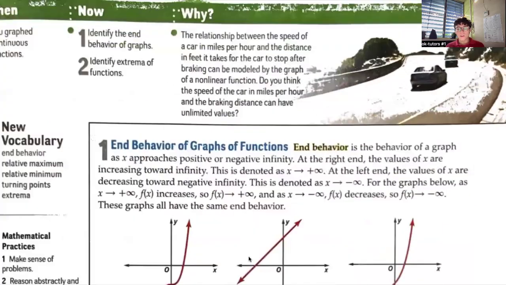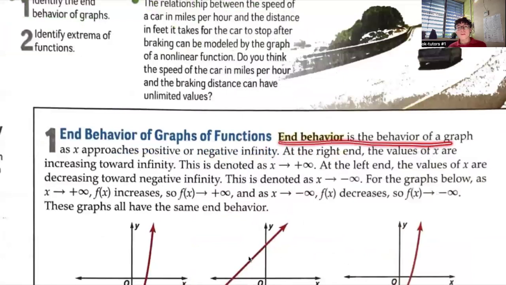Now, let's start over here. End behavior is the behavior of a graph as x approaches positive or negative infinity. At the right end, the values of x are increasing toward infinity, and this is denoted as x tends to positive infinity, okay? So this symbol right here means that x tends to positive infinity. At the left end, the values of x are decreasing towards negative infinity, and it's denoted as x is going towards negative infinity.